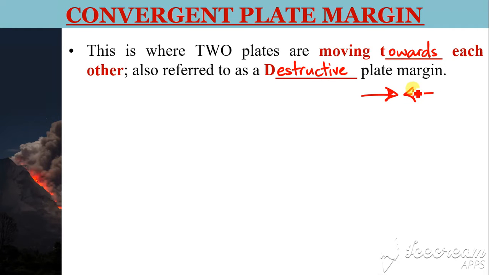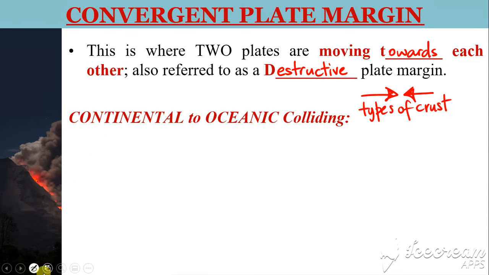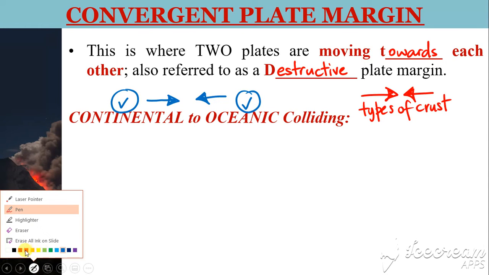Now, there are three different movements that take place as it relates to the types of crust. Do we remember the two types of crust? Yes, so we have the continental crust and the oceanic crust. So these are the two types of crust. And for this type of convergent movement, we're going to be looking at the continental crust colliding with the oceanic crust. So let's look at what happens here.